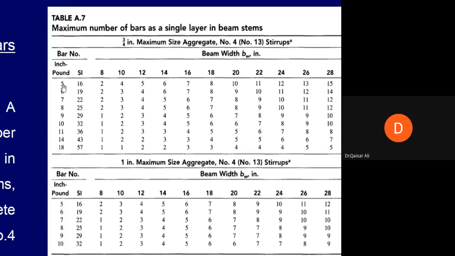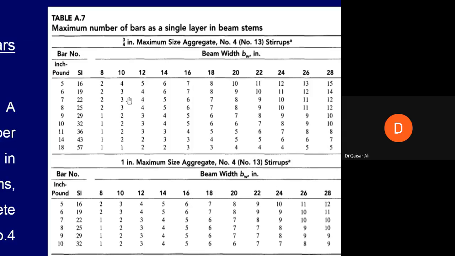So if we are using number 5 bar, the maximum number of bars that can be placed in one layer are 5. We have just seen that if you use number 4 bar, the maximum number of bars in one layer are 5. Similarly, for number 5 bar also, it comes out to be 5 bars in one layer. The remaining bars will be placed in another layer. For number 6 bar, the maximum number of bars that can be placed in a 12 inch wide beam are 4, and we need 5 bars.